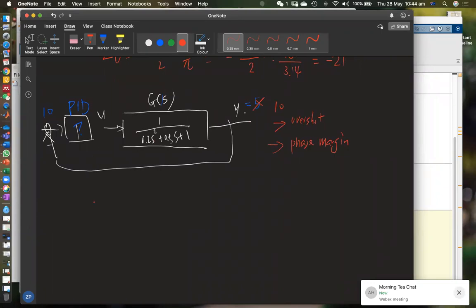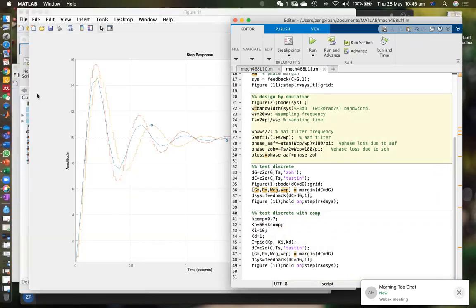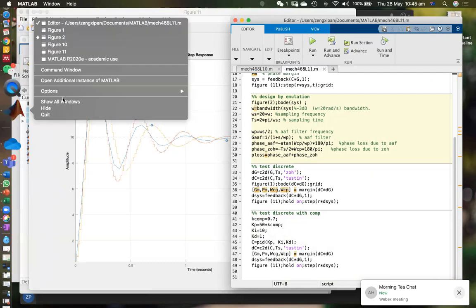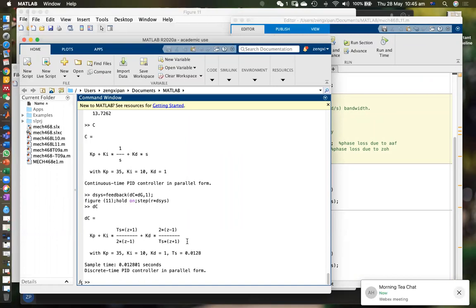You have your controller C, Z, because I've got this DC, right? Let me have a look. I don't remember that value. Your digital controller is DC. So that's your digital controller, right? With your KP, KI, KD in there.